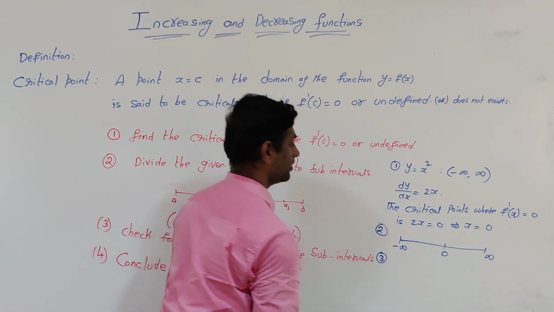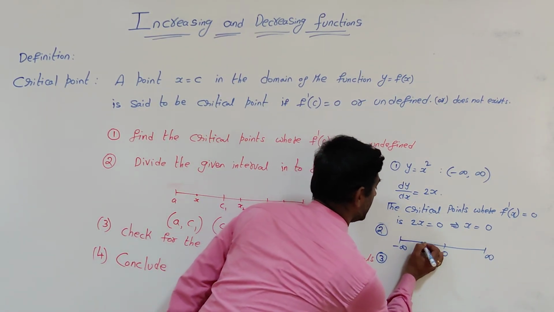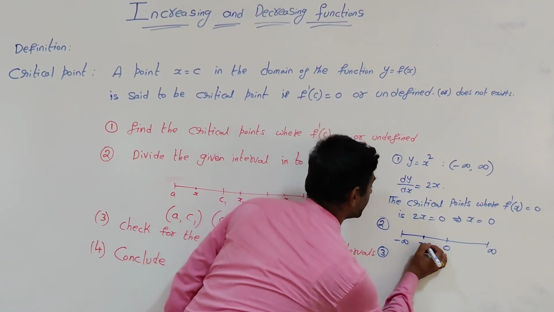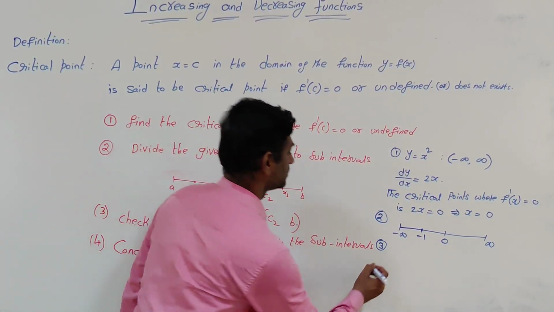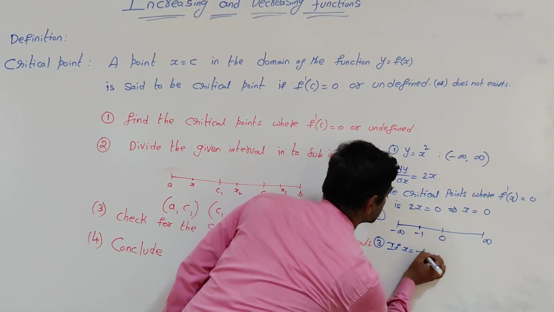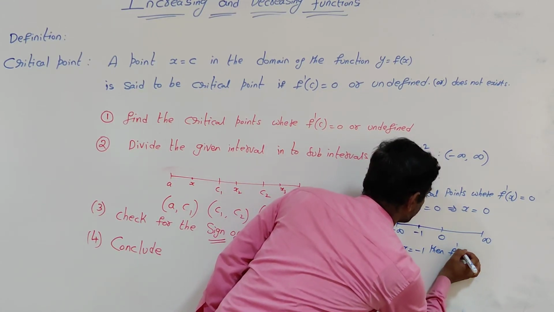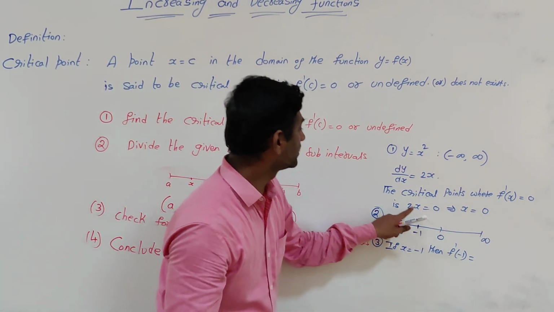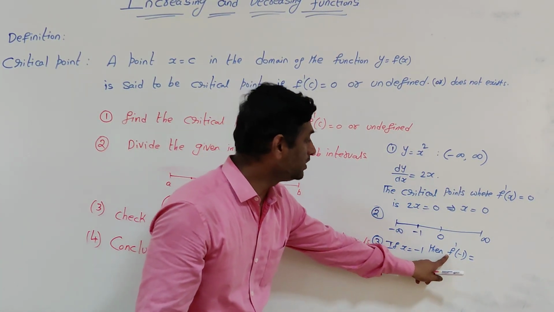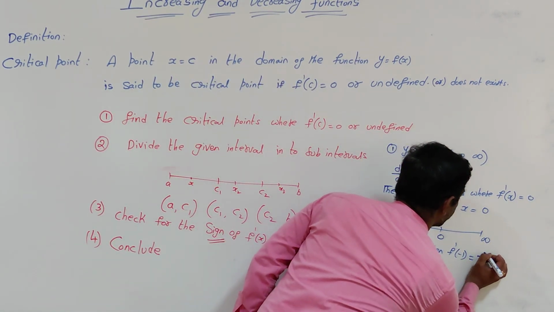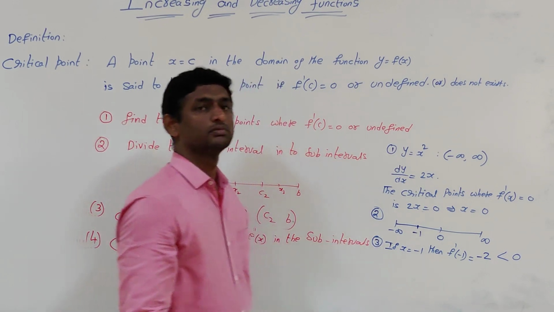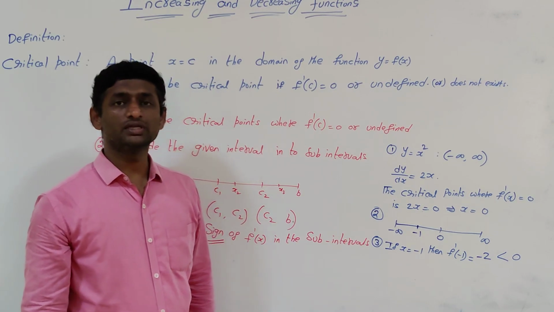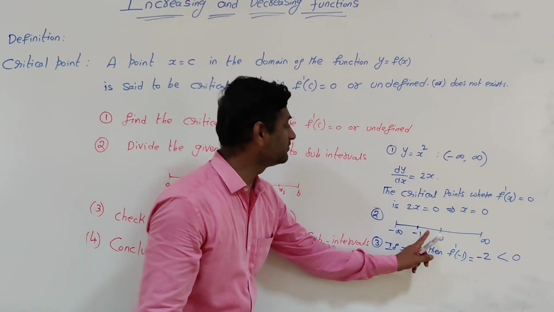Third, you choose any point in between minus infinity to 0. So I choose minus 1. If x is equal to -1, then what is f dash of -1? Whether it is positive or negative, we'll check it. F dash of x is 2x. 2 into -1 is -2, which is less than 0. Which means it is a strictly decreasing function in the interval -infinity to 0.